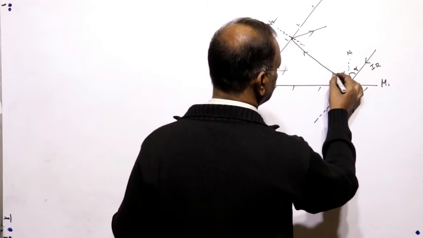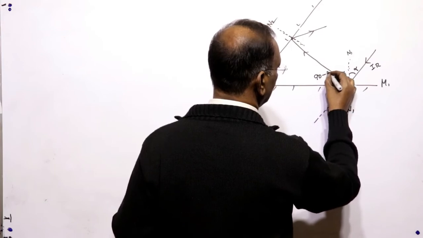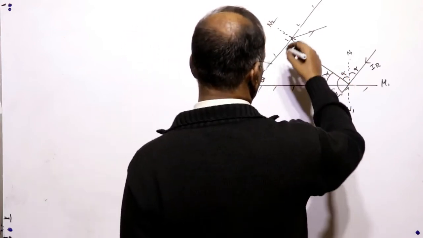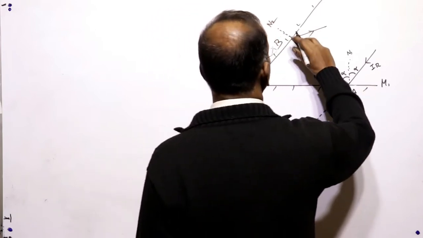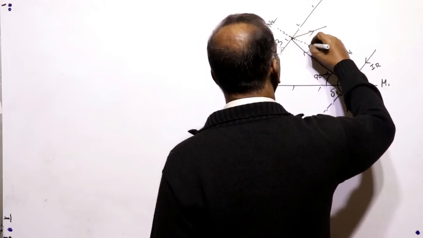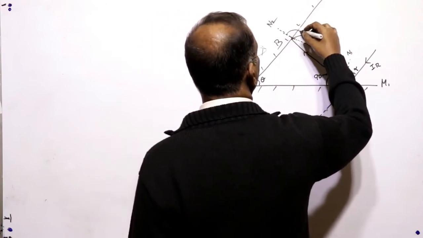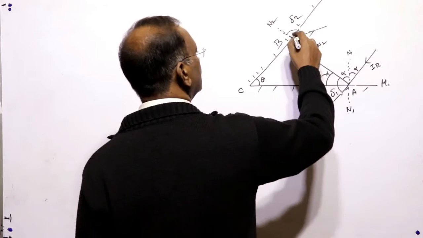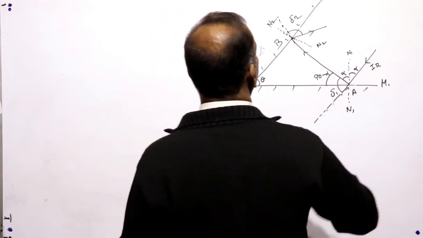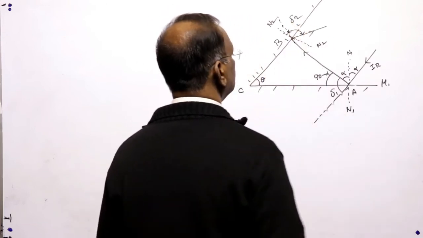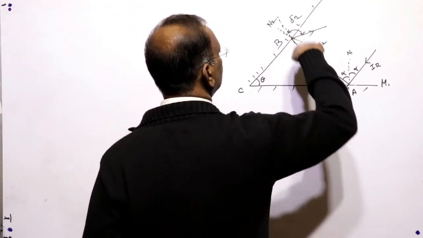And what is this angle? If this is alpha, this is 90 degrees, so this is 90 minus alpha. We call this one C, this one B, this one A. Now we want to know this angle. Normal 2. So what is this? The angle of deviation of mirror 2 is the angle between the incident ray and the reflected ray. This is the angle of deviation for the second mirror. This is the normal and this is the direction of the ray.